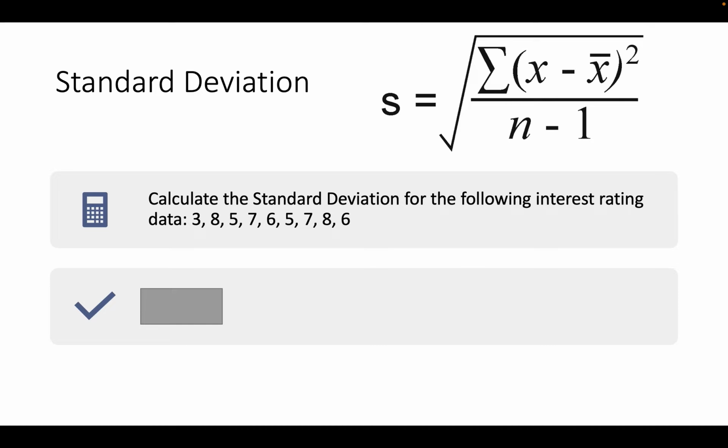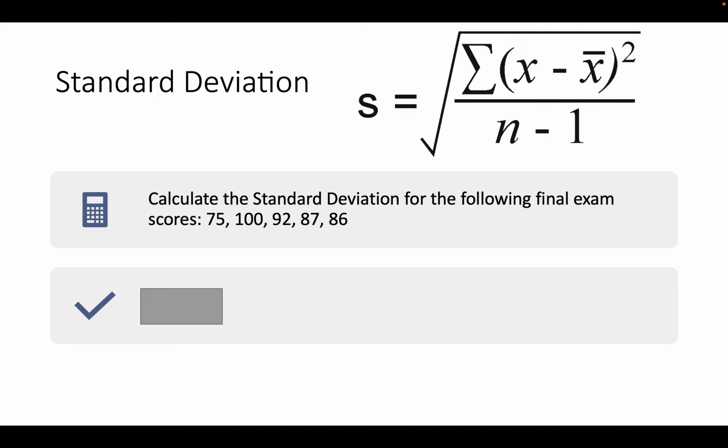Okay, and just for time's sake, go ahead and pause the video if you're not done yet, which I don't expect you to be. But the standard deviation here is going to be 1.62. If you didn't get that value, then pause the video, go through and rework each one of these steps. And we're going to do another practice example just to be safe.